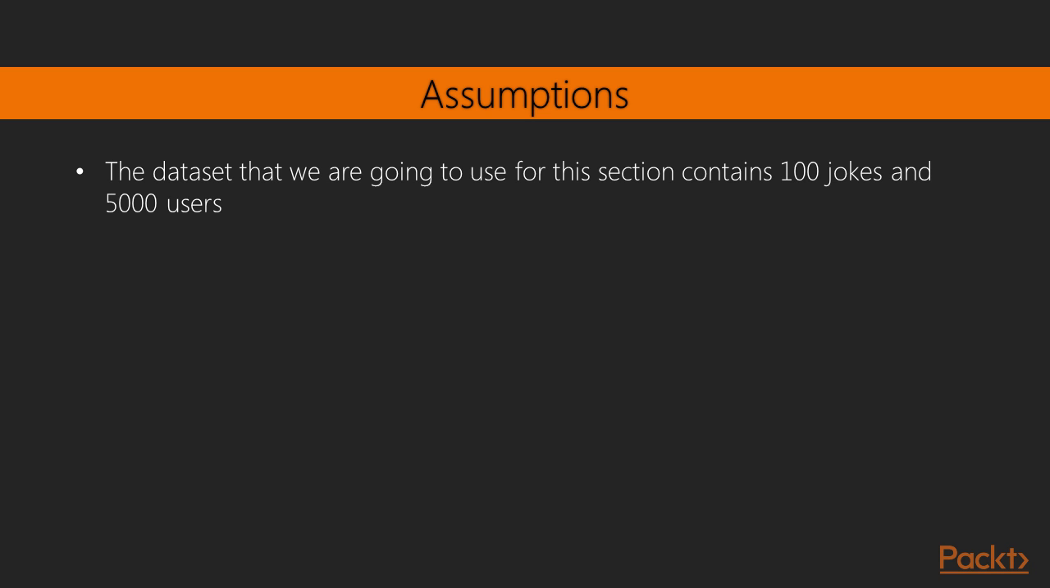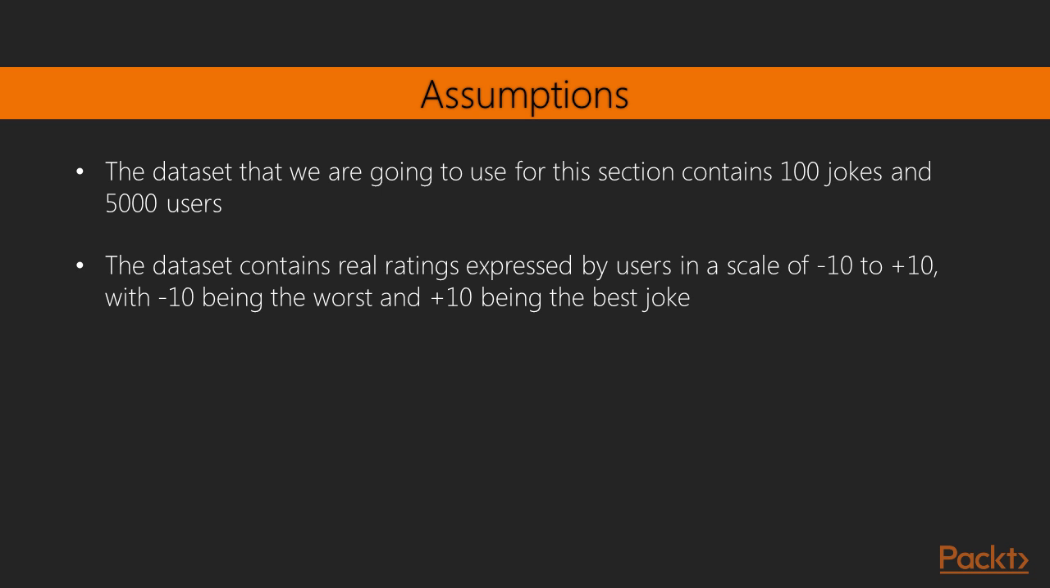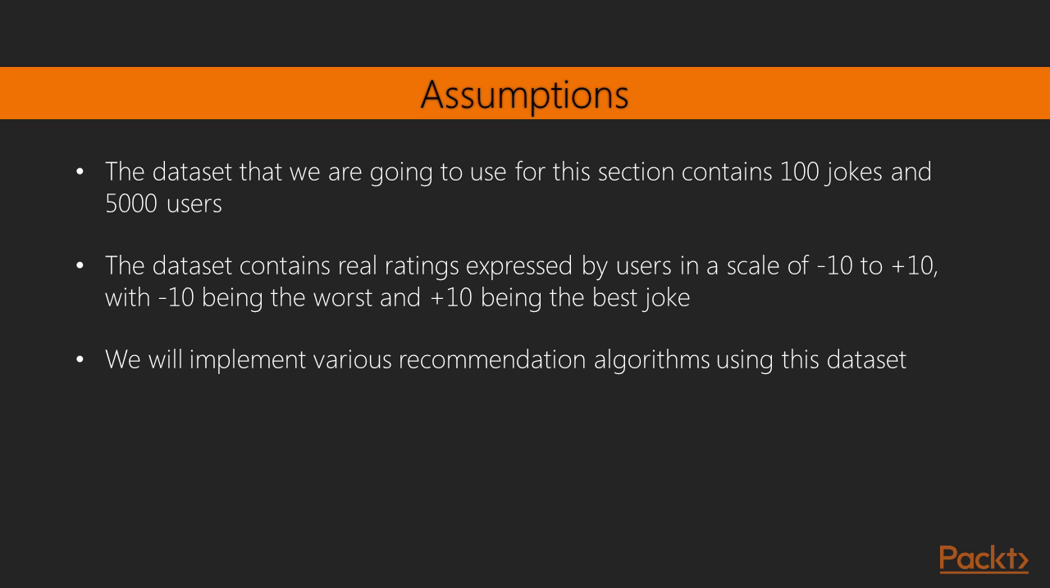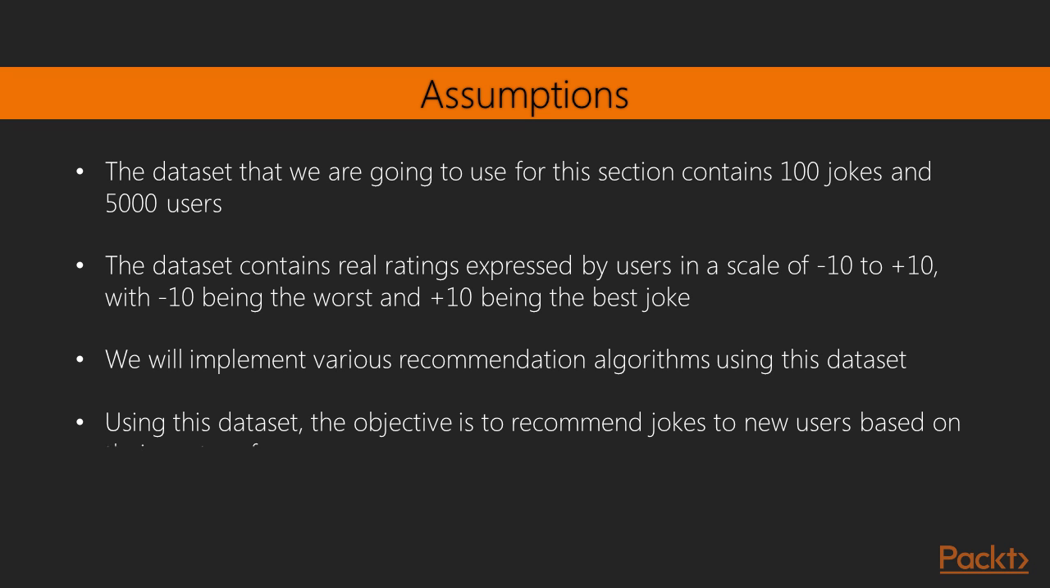What assumptions are necessary for our recommendation engine? The dataset we're going to use for this section contains 100 jokes and 5,000 users, which is a built-in dataset in the Recommenderlab library. The dataset contains real ratings expressed by users on a scale of -10 to +10, with -10 being the worst and +10 being the best joke. We'll implement various recommendation algorithms using this dataset. Using this dataset, the objective is to recommend jokes to new users based on their past preferences.